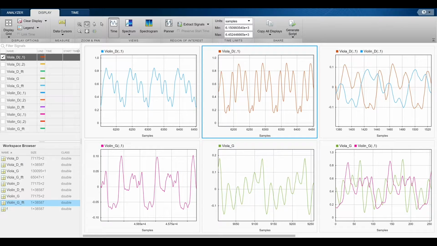Alright, so here we have a zoomed in visualization of the waveforms for the G and D string on both the violin and the viola. On the far right side, over here, we can see a direct comparison between the two instruments playing the D on the top and the G string on the bottom. While both the instruments are playing the same note, it is obvious that these two waveforms are different.